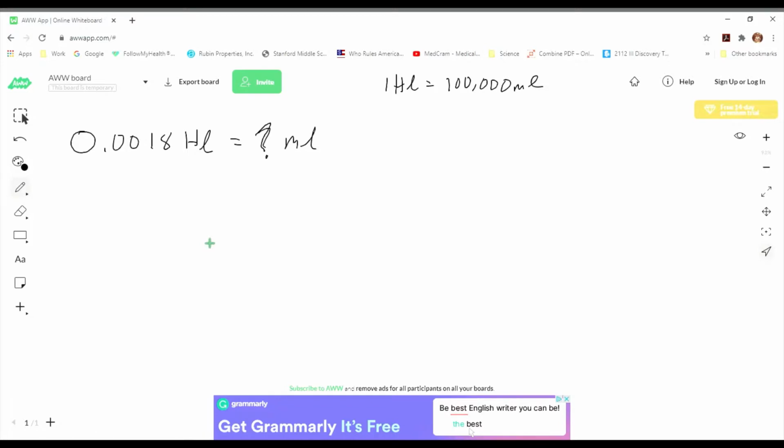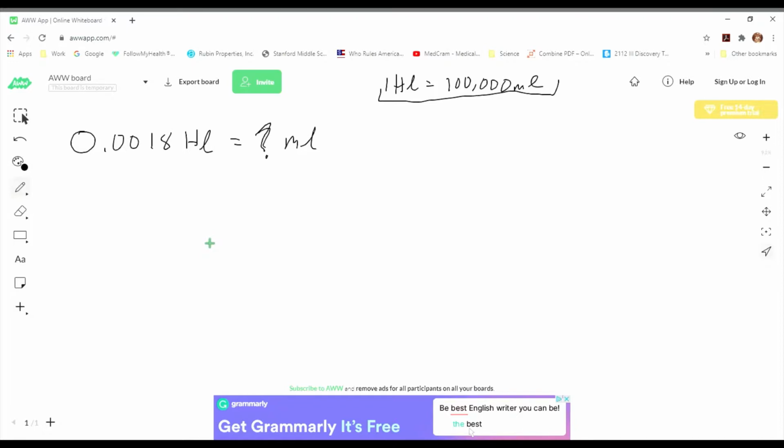But, you know, that's me giving you this. Now, would you know this? I mean, are you going to memorize how many milliliters are in a hectoliter and how many milliliters are in a deciliter and how many milliliters are in a kiloliter, how many centiliters are? You know, there's just too many combinations.